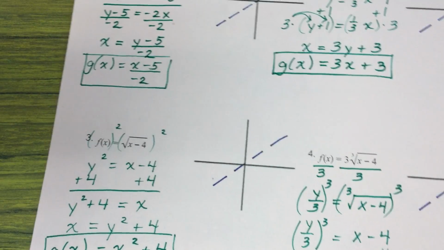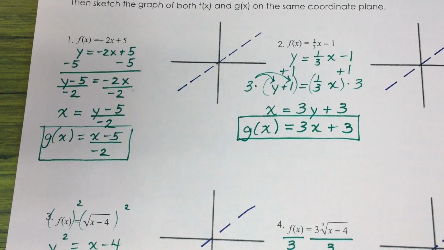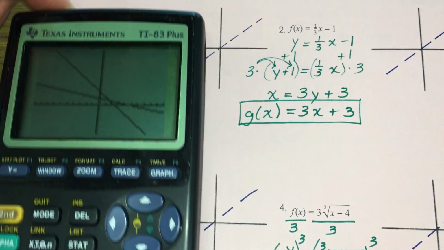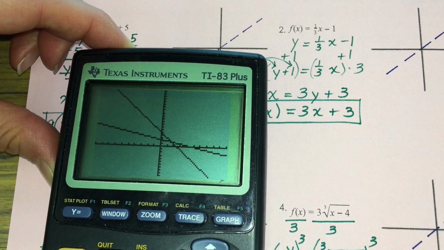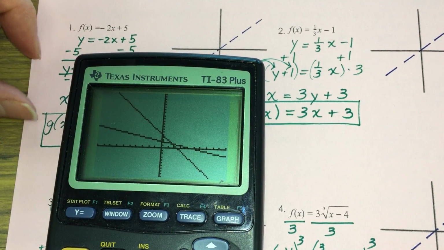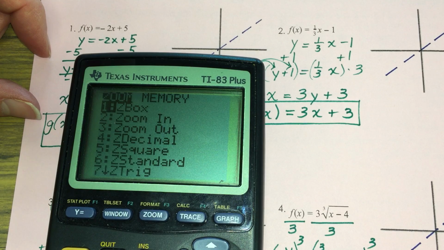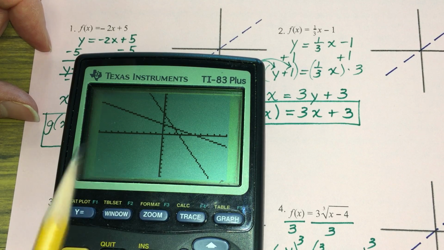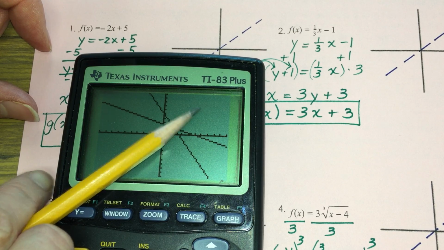Going back to number 1, they're both linear. I already drew in a dotted line to represent where that line of symmetry should be, or that line of reflection, at the line y equals x. And taking a look at the graphs, I have both of them right here. They don't look quite perfect, but that's because the window isn't quite right. So just always go zoom 6. It should square it up a little bit, make it look a little better. And we just need to sketch these. So now you can see that reflection going on right down the middle.